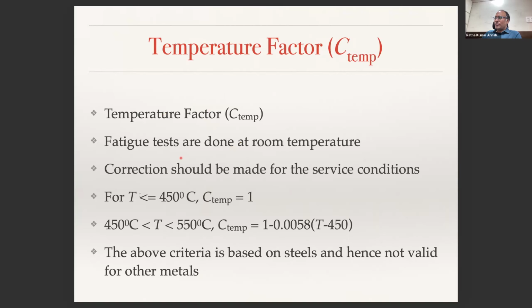And similarly, temperature. If the operating temperature is less than or equal to 450 degrees Celsius, there is no need for temperature compensation or correction. But if the temperature is between 450 to 550, then the C temp is this, because this is mainly for steels, and steels usually are not used beyond 550 degrees Celsius, and hence this temperature correction is only given up to 550 degrees Celsius.